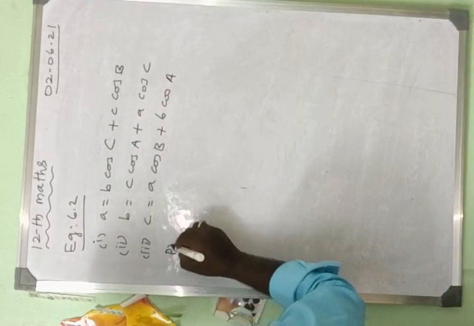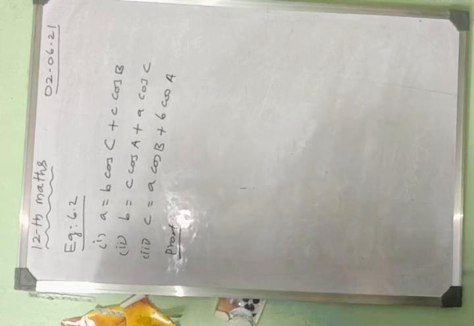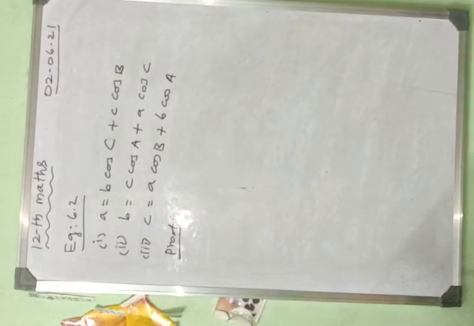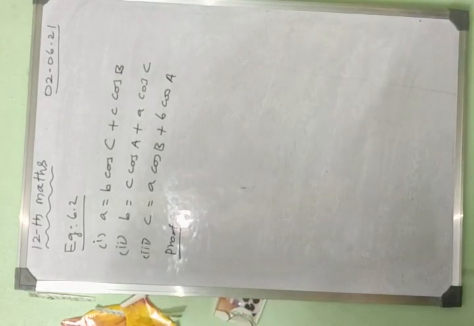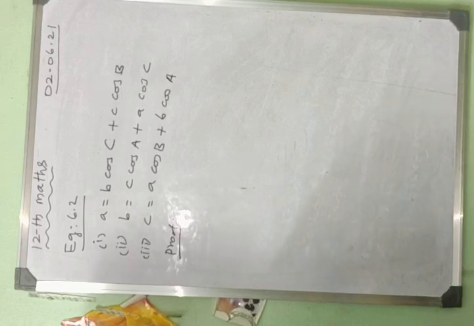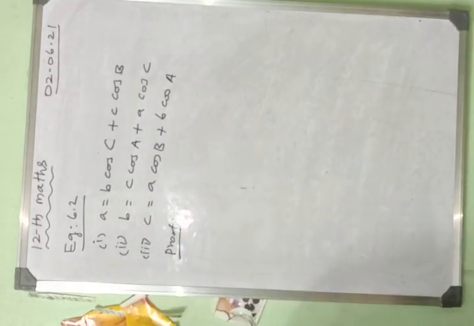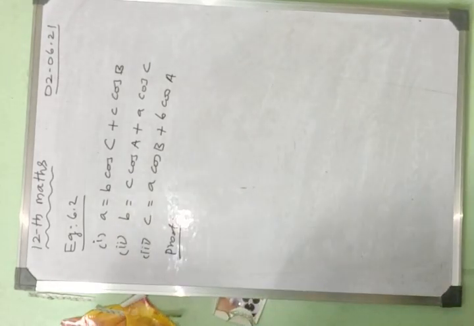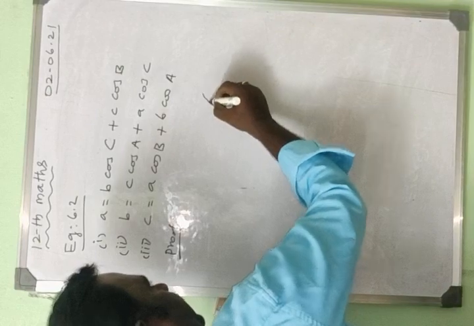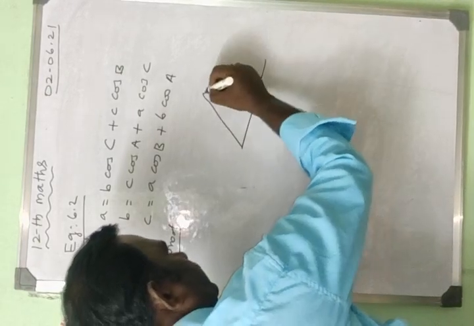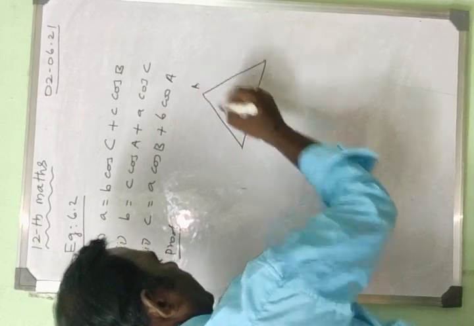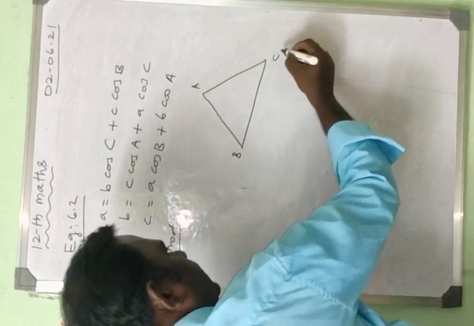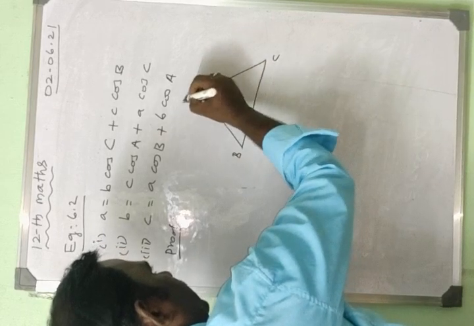How to prove? Very easy, listen. This is the projection formula. This formula is solved through the projection formula. Here also we draw one triangle. First we draw triangle ABC, same as the previous sum. A vertex, B vertex, C vertex. Now extend the angle. This is pi minus A.